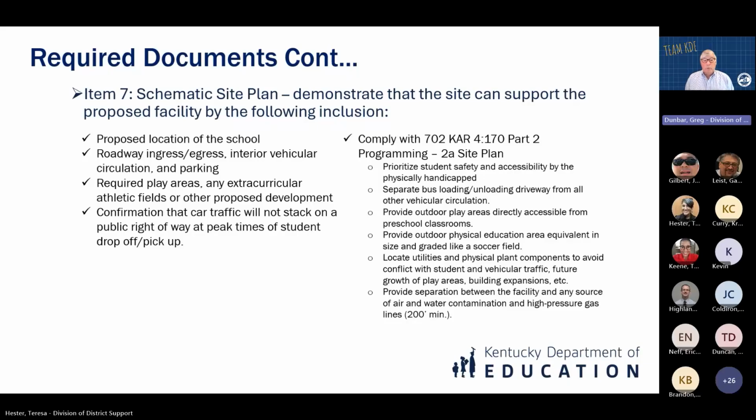We need to know the roadway ingress and egress and how that would relate to either KYTC or local governments. Should show the interior vehicular circulation and parking, required play areas, any extracurricular athletic fields or other proposed development. And confirmation, this is very important, that car traffic will not stack on the public right of way at peak times of use. So there's a related regulation, 702 KAR 4:170, Part 2. There's specific requirements for site development. Next slide, please.